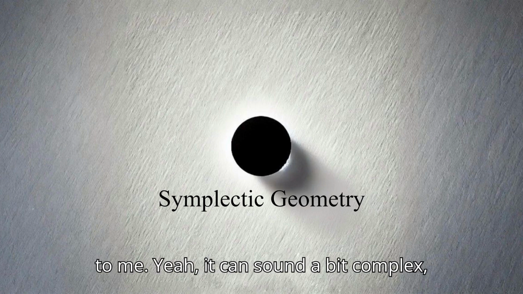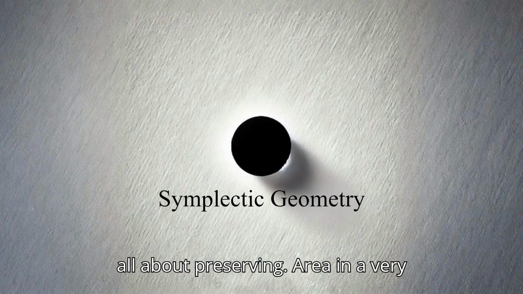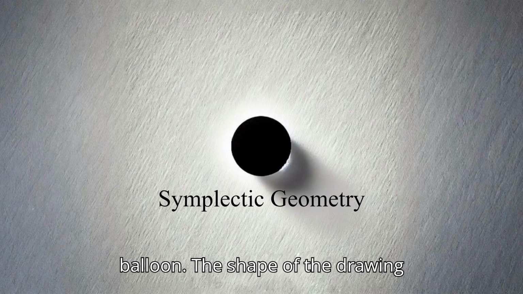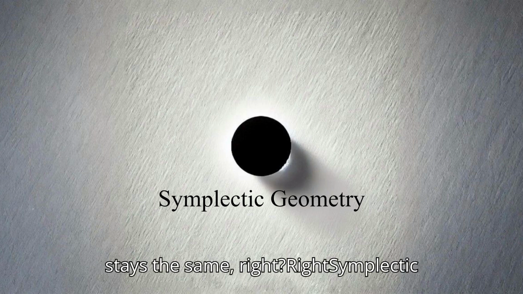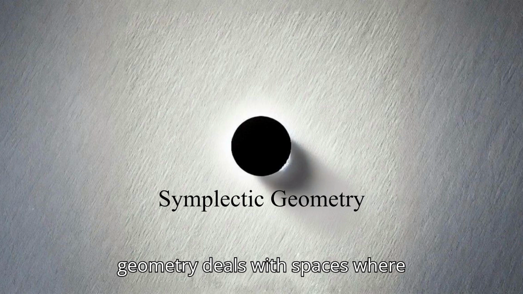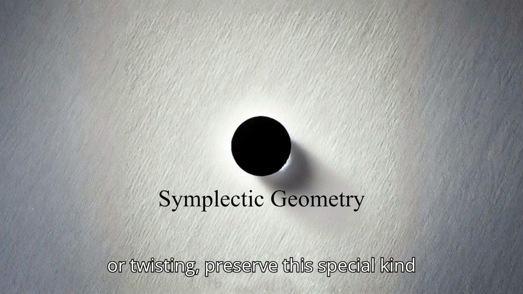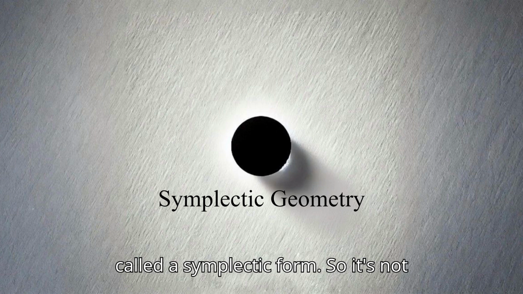Yeah, it can sound a bit complex, but at its core, symplectic geometry is all about preserving area in a very specific way. So imagine you draw a shape on a balloon, and you inflate the balloon. The shape of the drawing changes, but the area inside those lines stays the same, right? Right. Symplectic geometry deals with spaces where certain transformations, like stretching or twisting, preserve this special kind of area that's defined by something called a symplectic form.